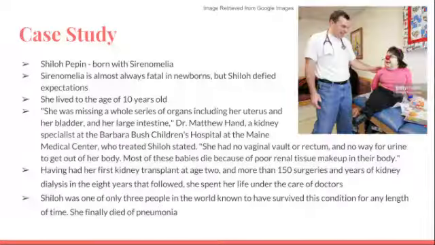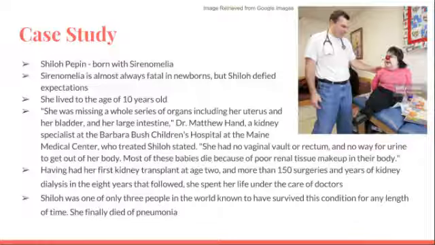Case study. Shiloh Pepin was born with Sirenomelia. Sirenomelia is almost always fatal in newborns, but Shiloh defied doctors' expectations. She lived to the age of 10 years old. According to Dr. Matthew Hand, she was missing a whole series of organs, including her uterus and her bladder and her large intestine. She had no vaginal vault or rectum and no way for urine to get out of her body.